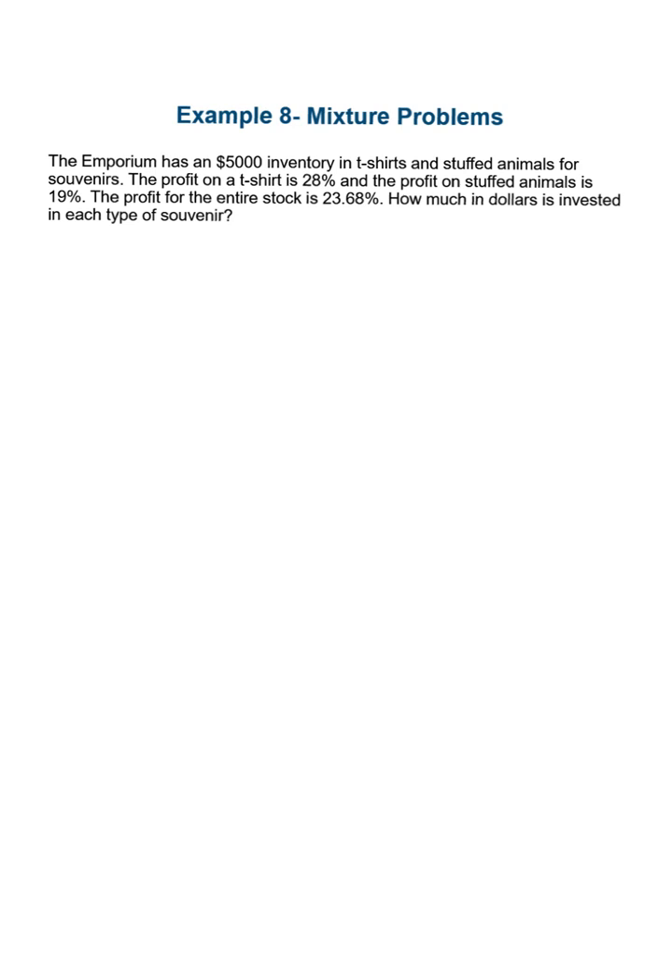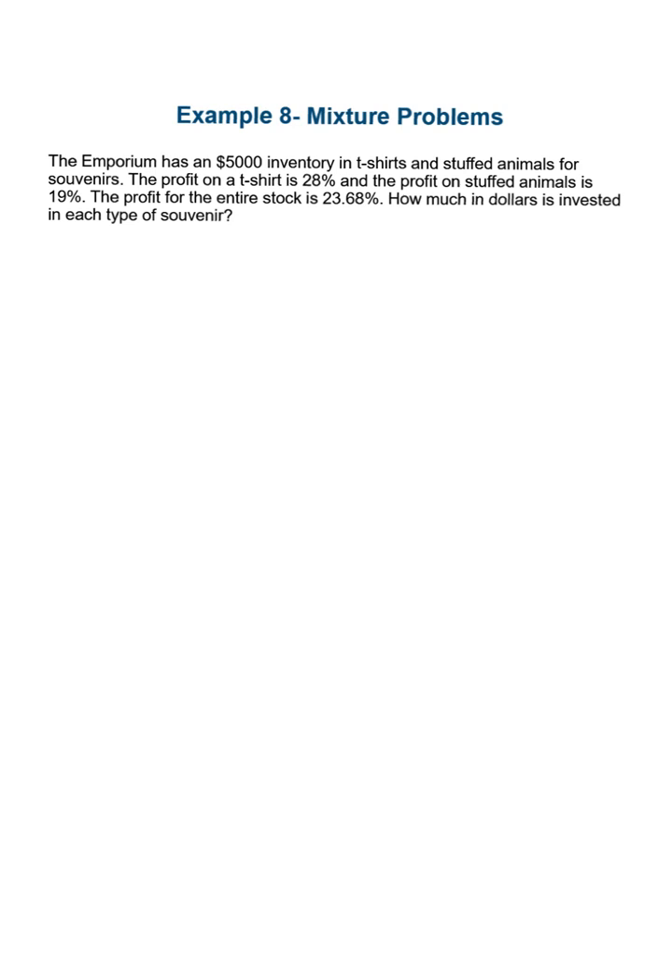The Emporium has a $5,000 inventory in t-shirts and stuffed animals for souvenirs. The profit on a t-shirt is 28%, and the profit on stuffed animals is 19%. The profit for the entire stock is 23.68%. How much in dollars is invested in each souvenir?